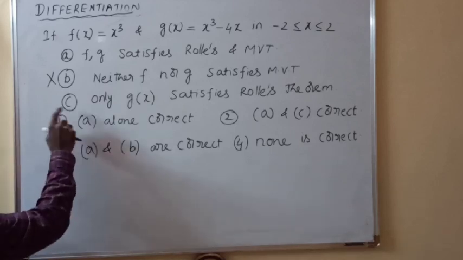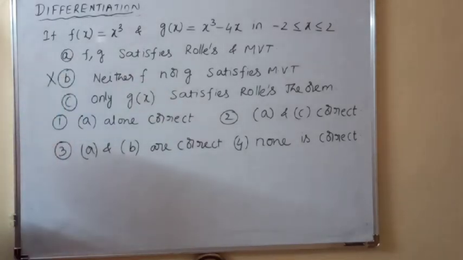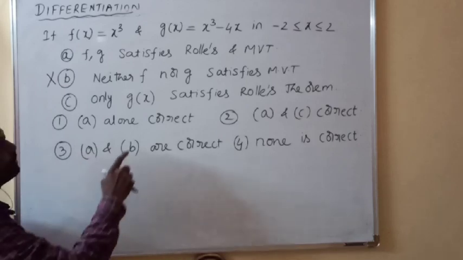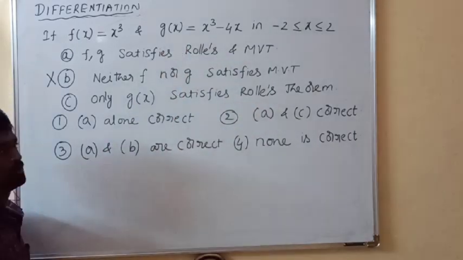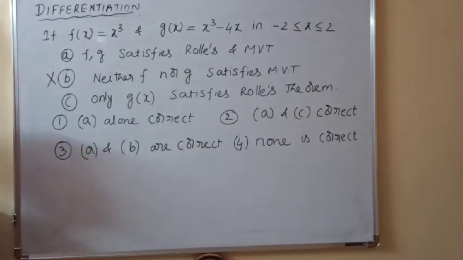Next, look at the statement C, then we'll check statement A. Okay, so only g of x satisfies Rolle's theorem. Okay, so what is g of x? This is the g of x only. So already g of x is a polynomial, means we have to check only the last condition of Rolle's theorem. The first two conditions, continuous and differentiable, are satisfied.